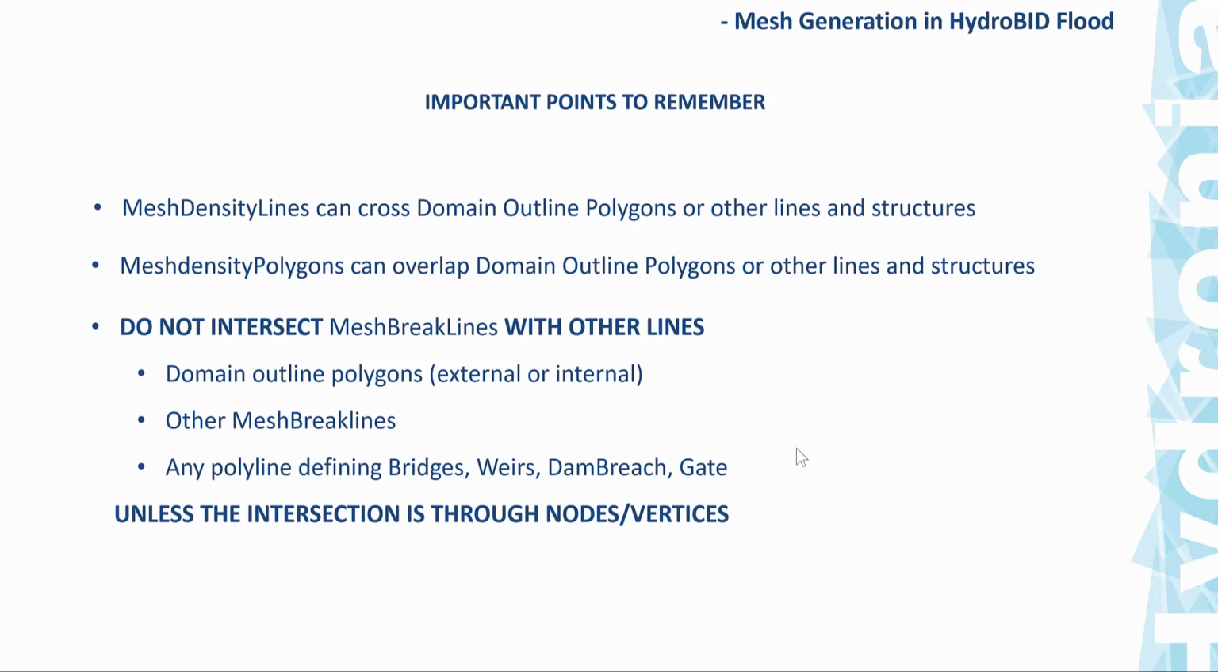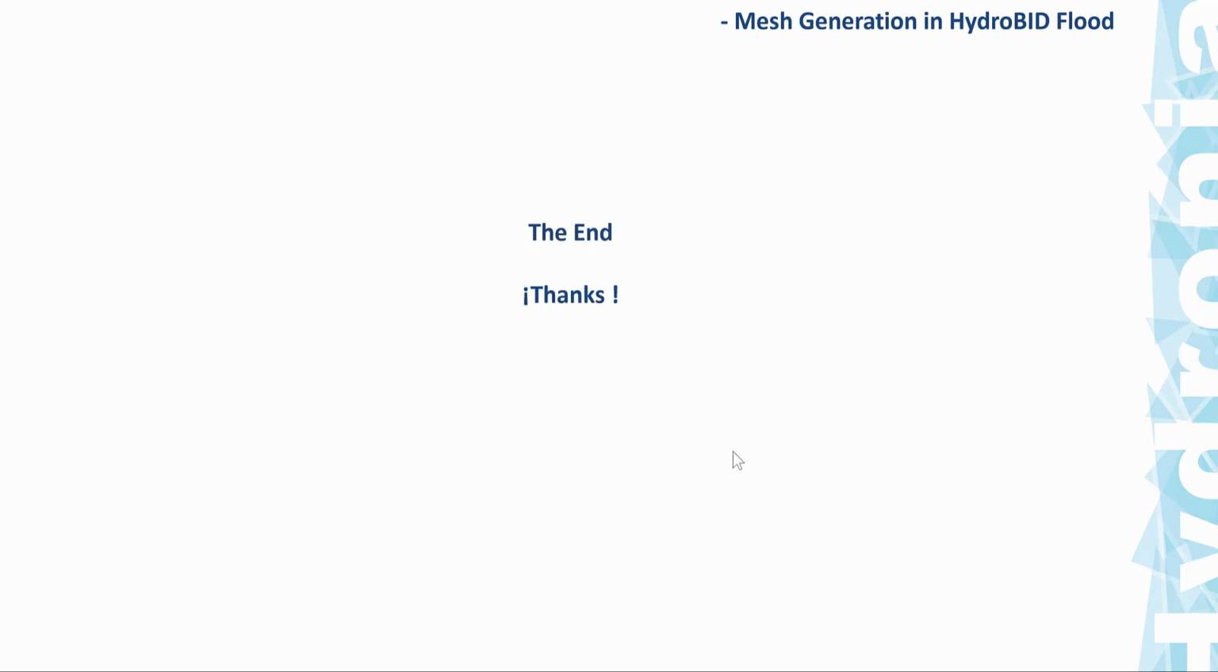However, it is recommended not to intersect break lines with other lines, including domain outline polygons, break lines, or bridges, weirs, and dam bridge gates, unless you make the intersection in the correct way using the snapping tool, so that the intersection passes through nodes or vertices of each of the intersected lines. So these are important points to remember.